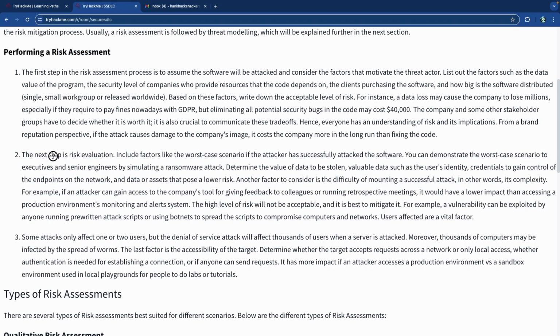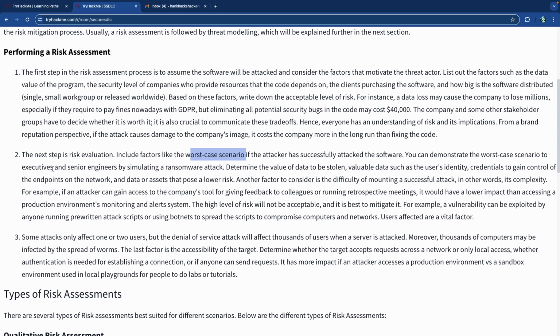Then you evaluate the risk. So the next step is to evaluate that risk, like the worst case scenario of what happens. So if they actually do get into your system and get your data, what is the worst possible case scenario that could actually happen?